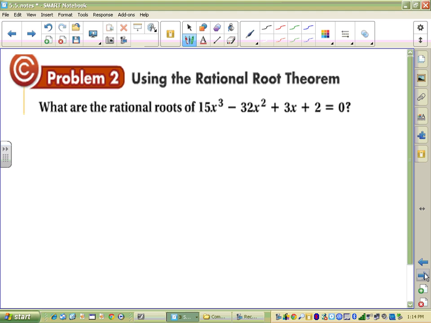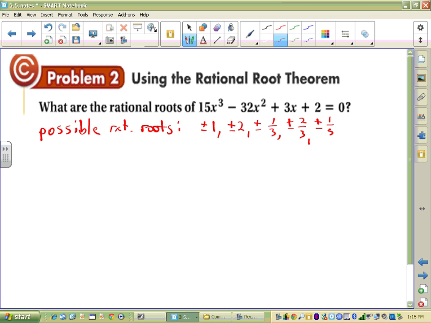They want us to actually find them. They don't want us to list the possible ones. But to start, that's a good idea. So, step 1, the possible rational roots or zeros. The possible rational roots or zeros are plus or minus 1, plus or minus 2, plus or minus 1/3, plus or minus 2/3, plus or minus 1/5, plus or minus 2/5, plus or minus 1/15, plus or minus 2/15. Okay. Wow, that's a lot.